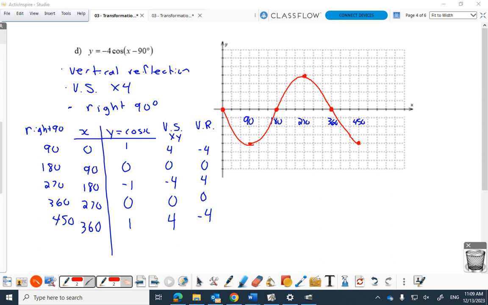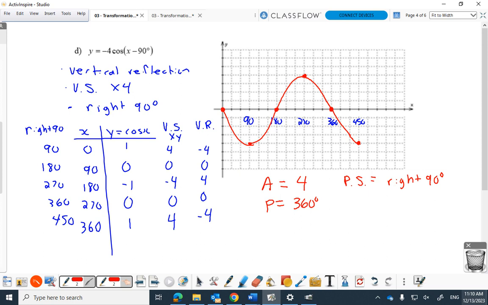Now I've got some questions to answer, do I? I forget what the questions were. Amplitude, 4. Period, 360. Nothing's happened to the period here. Phase shift, right 90. So that phase shift is just another word for the horizontal translation. Big time physics word.